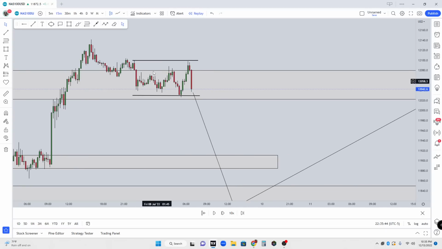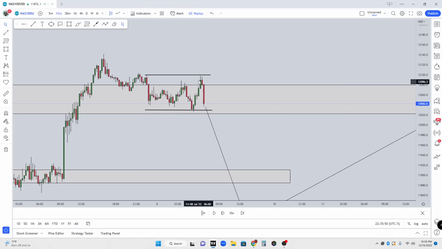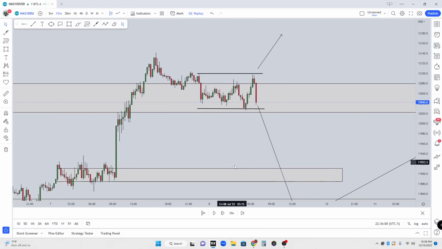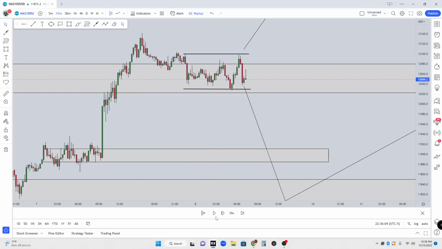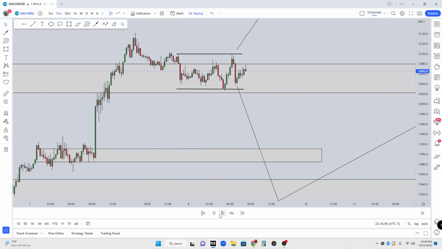Okay, so we're pushing, so we're still collecting positions. It looks like collecting orders inside this box here. So I want to see a break above that box or a break below this box to look for a trade idea. All right, that's what I'm looking for at this point in time. So let's move it right along.